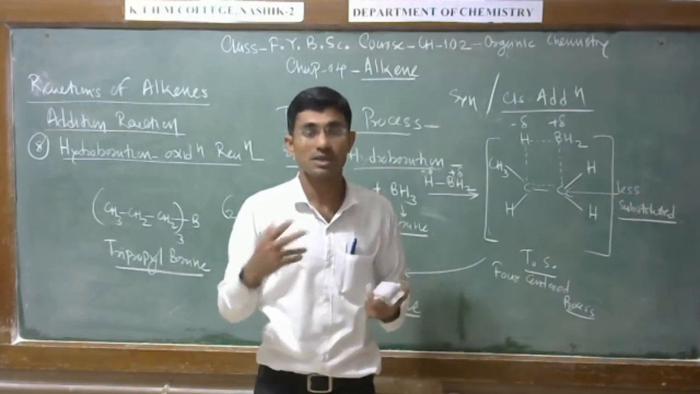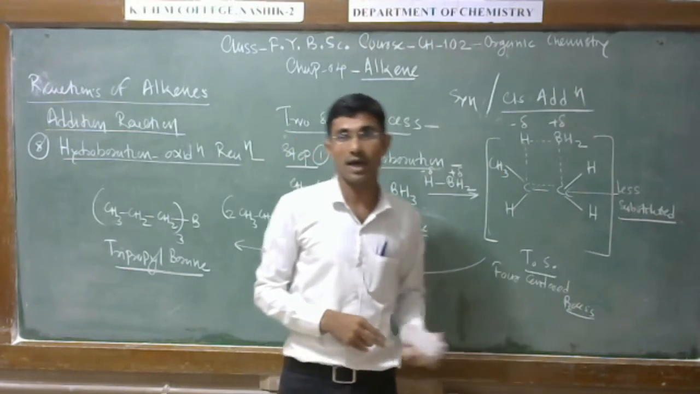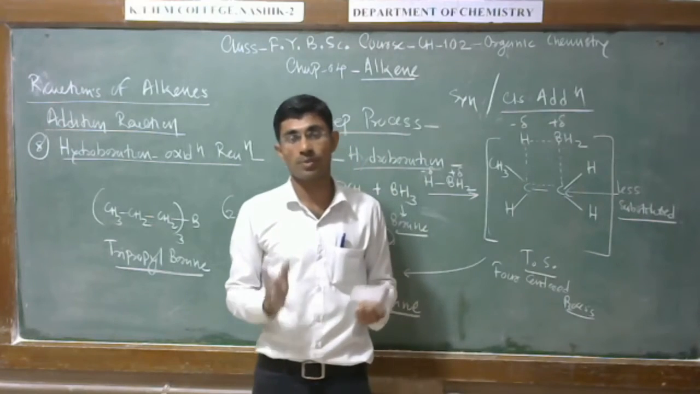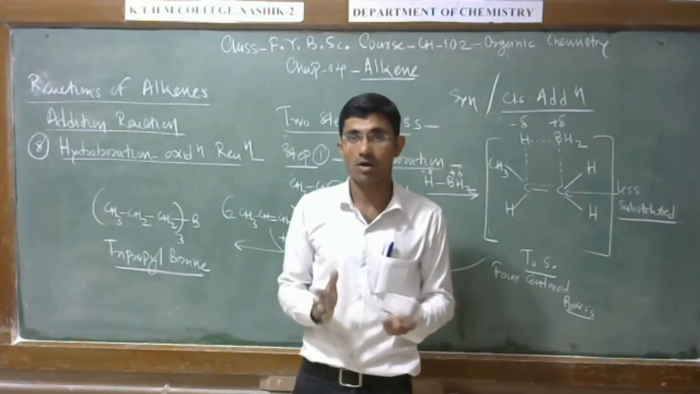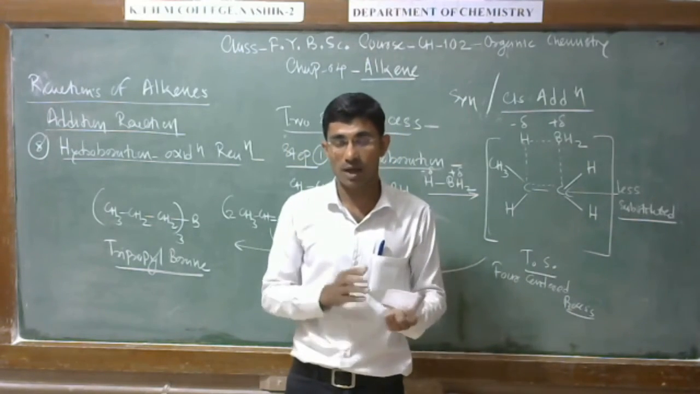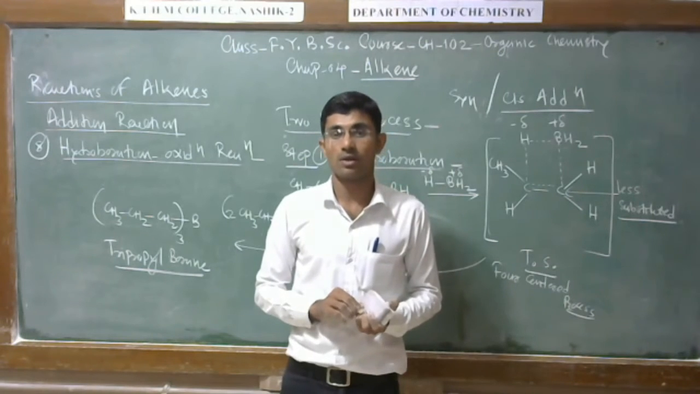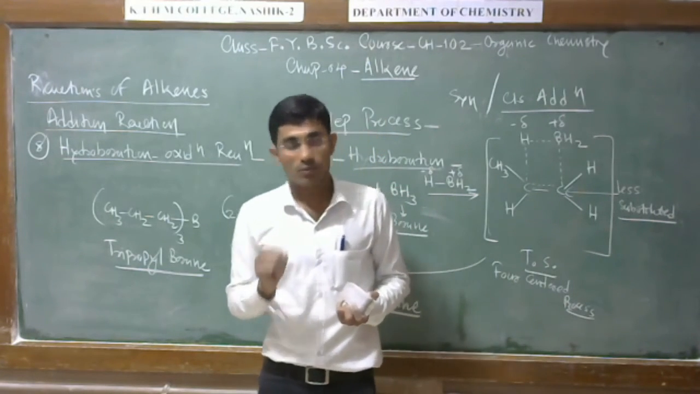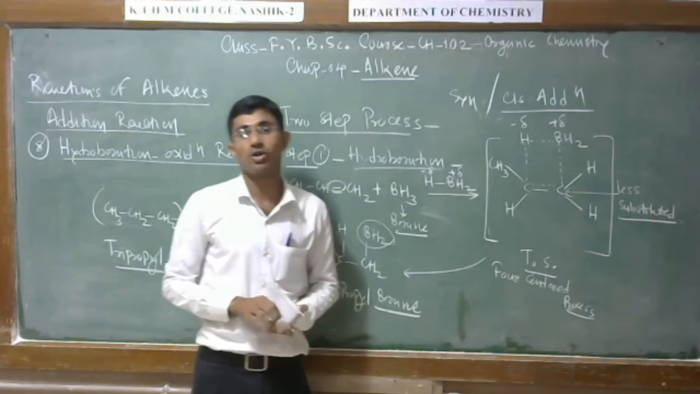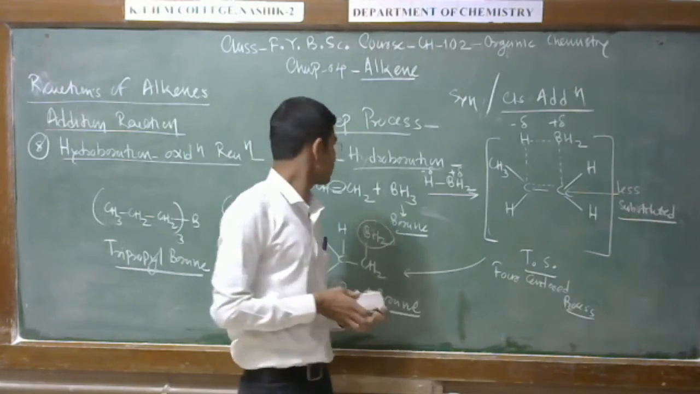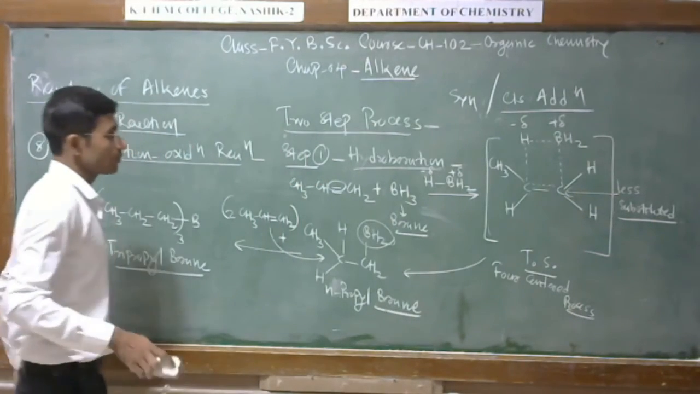So we can say syn or cis addition here. Syn addition or cis addition of boron occurs over the carbon-carbon double bond. So this is called a hydroboration reaction. That is the hydroboration. This is the first step.